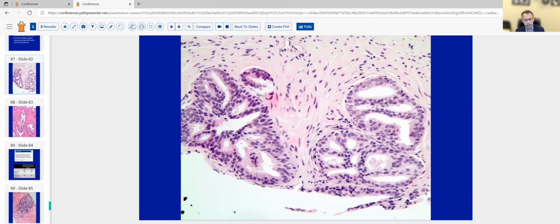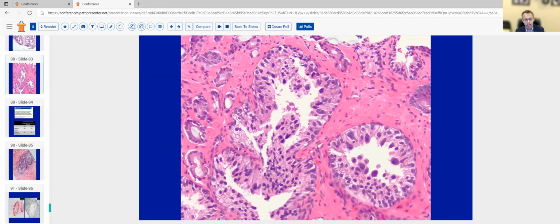So here is another beautiful example of atypical intraductal proliferation. And again, I emphasize that you should not call these type of lesions cribriform high-grade PIN in biopsy. And the reason, as I showed to you, is that you cannot confidently rule out intraductal carcinoma in this type of situation. So I do not make a diagnosis of cribriform high-grade PIN in a biopsy setting.